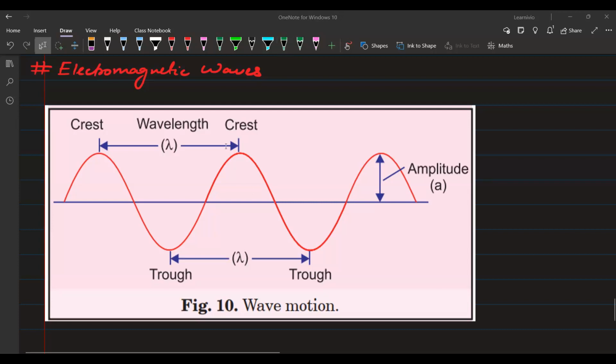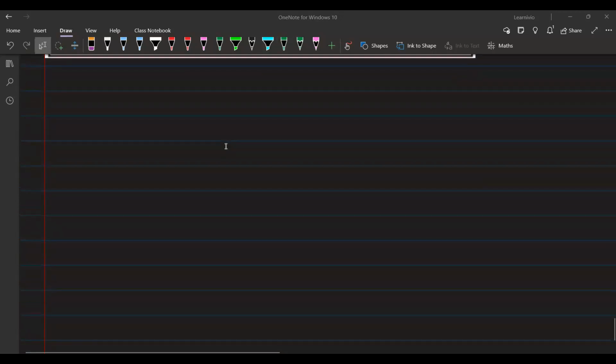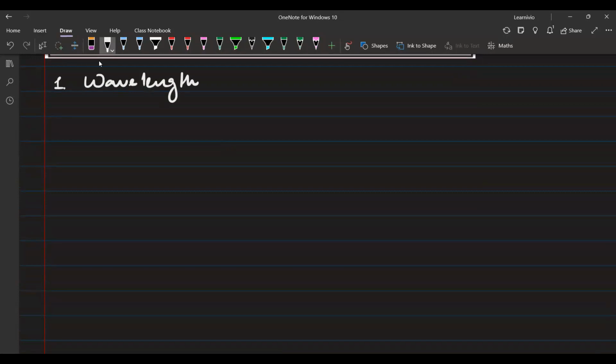We are not going to go into very much detail. छोटा-छोटा definition सब है, definition लिख के जाइएगा please. The first one is known as wavelength. Wavelength is denoted by lambda. This is the sign of lambda, and it is known as lambda. इसको lambda बोलते हैं.